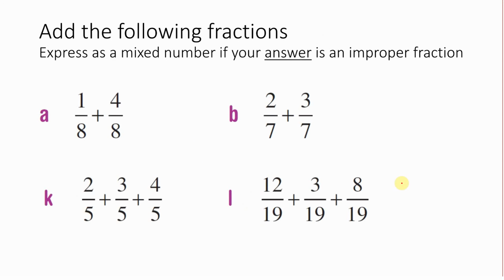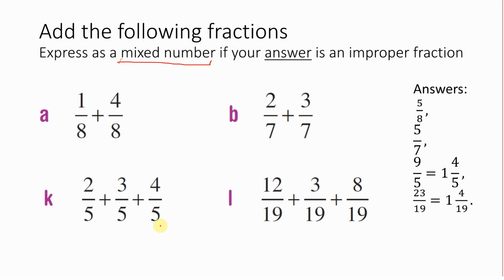Now you try. So try these ones, but note that if your answer is an improper fraction, then write your answer as a mixed number. So pause the video and give that a shot. Okay, the answer to the first one was 5 over 8. The answer to the second question, B, is 5 over 7. The answer to K is 9 over 5, which is equivalent to 1 4/5. And the answer to L is 23 over 19, which is equivalent to 1 and 4 over 19.